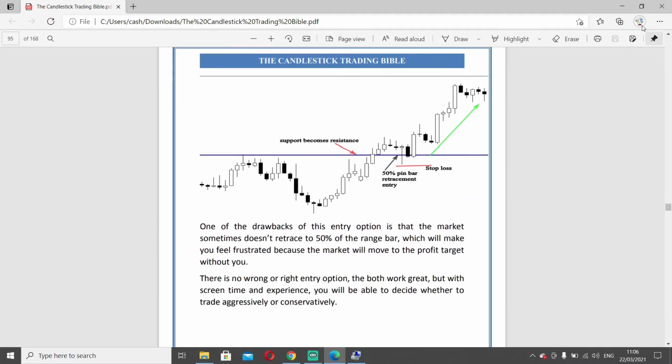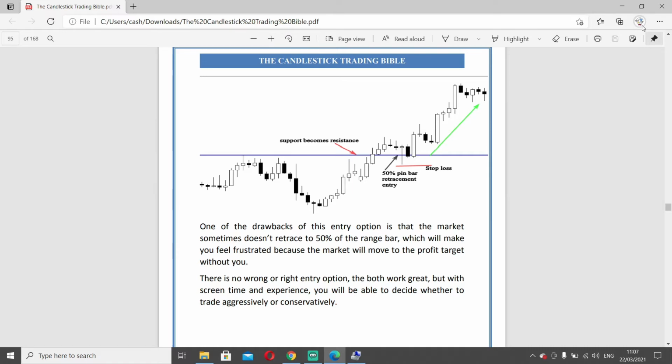You'd be waiting just to maybe get, depending on what you get, 20-30 bucks if you're risking properly, or to lose 20-30 bucks. So one of the drawbacks of this entry option is that the market sometimes doesn't retrace to 50% of the range, which will make you feel frustrated because the market will move to the profit target without you. There is no wrong or right entry option.